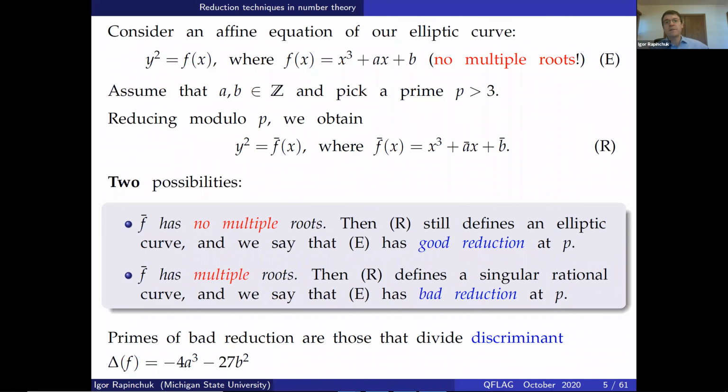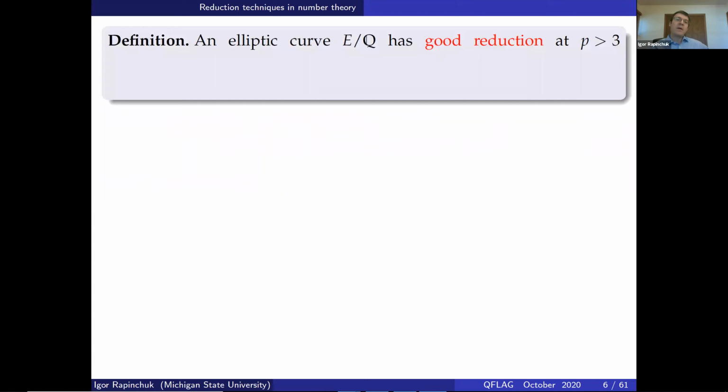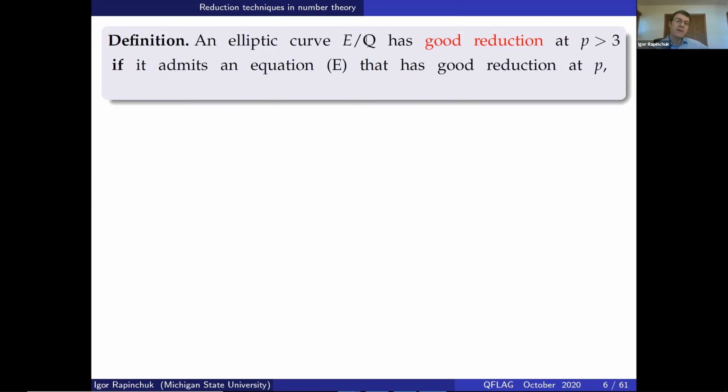And of course, it's easy to see from this definition that the primes of bad reduction are precisely those that divide the discriminant of our cubic polynomial. So in particular, this is just a finite set of primes. And now, given an elliptic curve E over Q, we'll say that it has good reduction at p if it admits an equation as we had on the previous slide, which has good reduction at p, and otherwise we say that it has bad reduction.